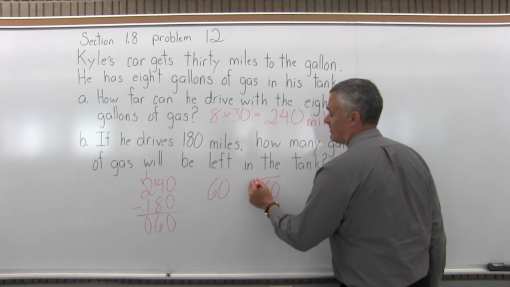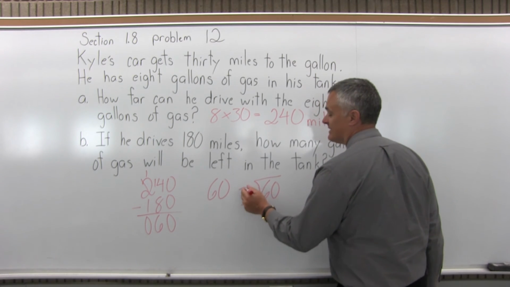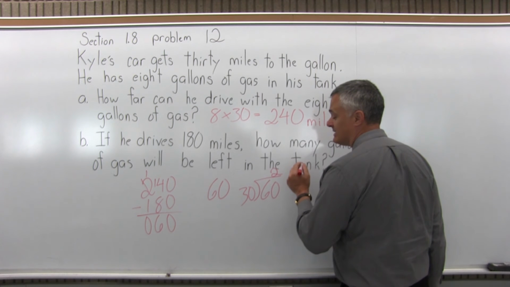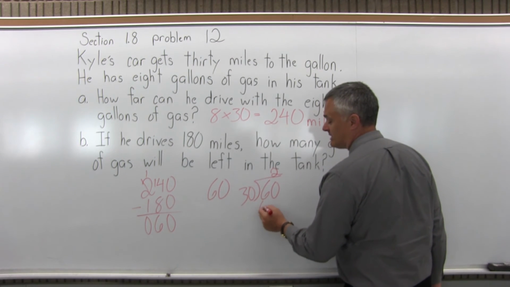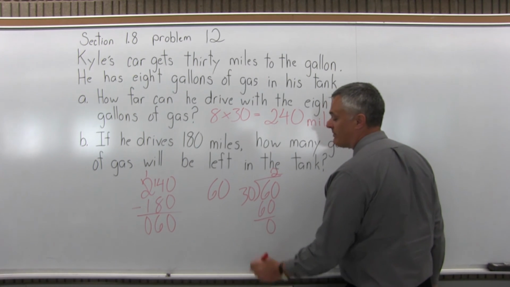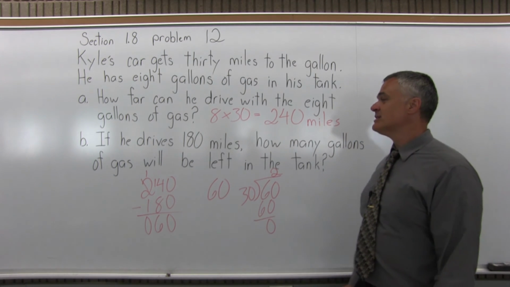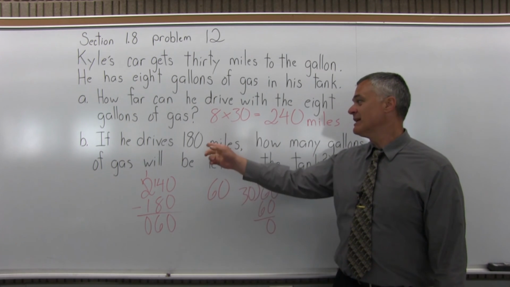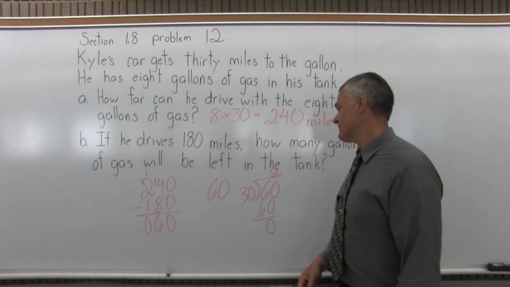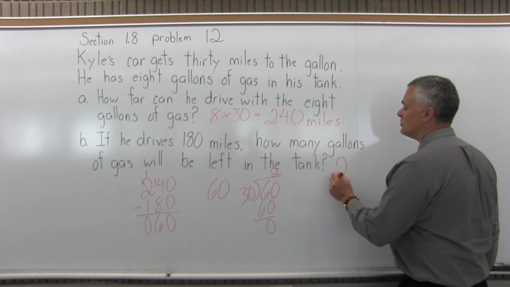Well, with each gallon, he can travel 30 miles. So I want to see how many times does 30 fit into 60. It does go in twice. So 2 times 30 is 60. It goes in evenly. There's no remainder. So the answer to part B, if he drives 180 miles, how many gallons of gas will be left in the tank? The answer is 2 gallons.